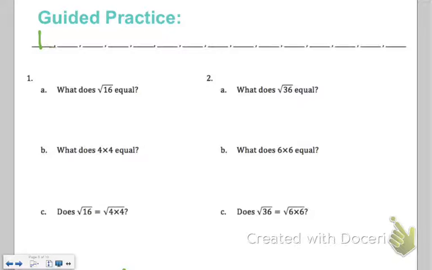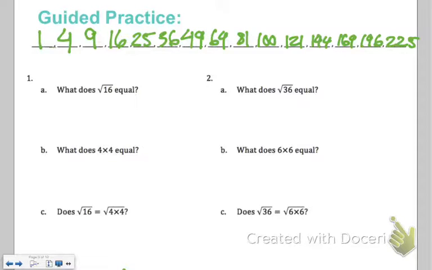So 1 times 1 gives us our first perfect square number. The second perfect square number is 2 times 2, which is 4, and so on. So 3 squared is 9, 4 squared is 16, 5 squared is 25. So take 2 minutes to fill in the rest of them up until the 15th perfect square.